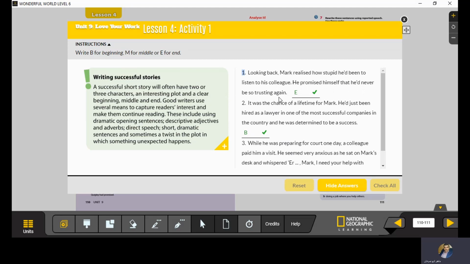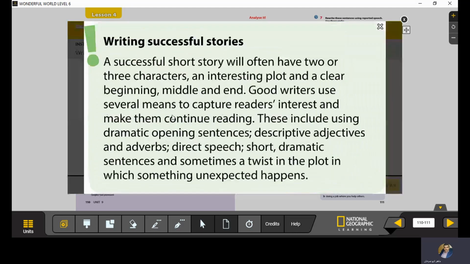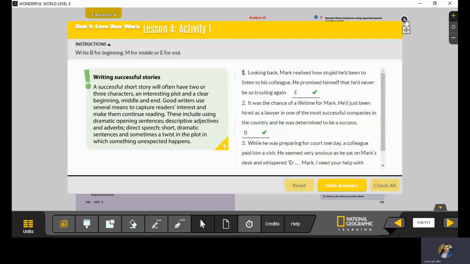So the idea here is, as we explained, we should always have a beginning to our story, a middle, and an end. You can later on write your own story. Okay. Let's move on.